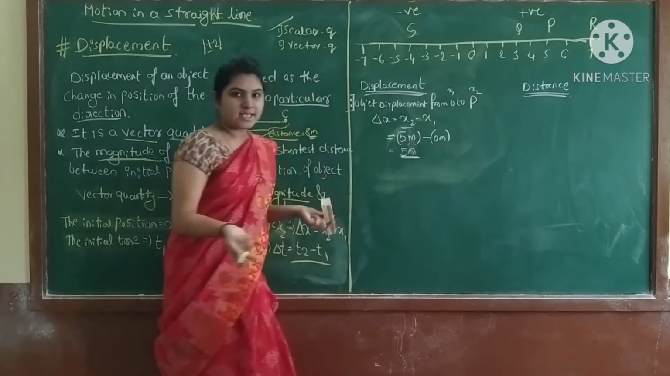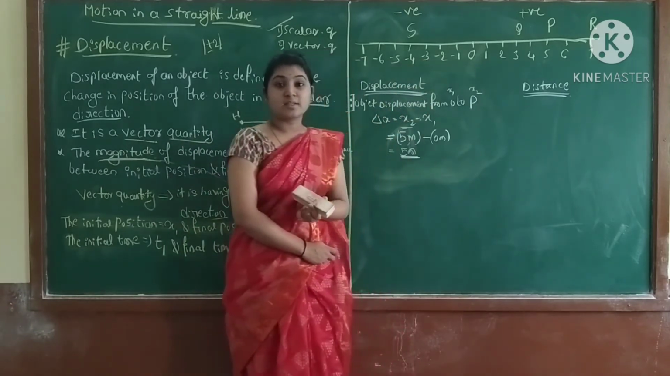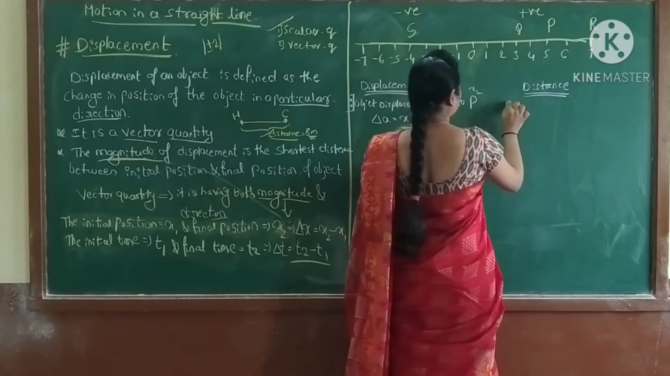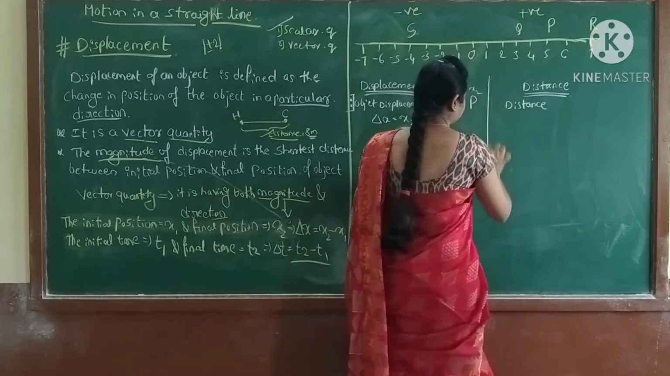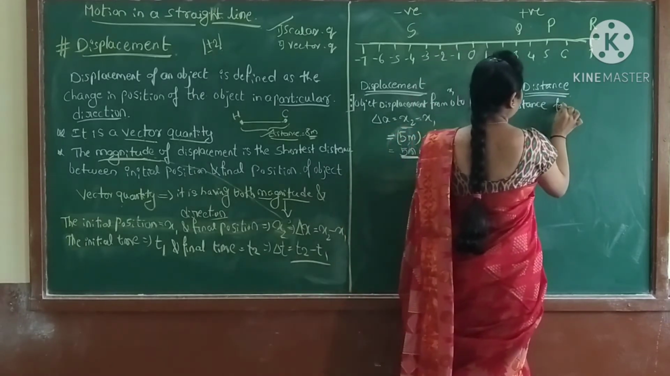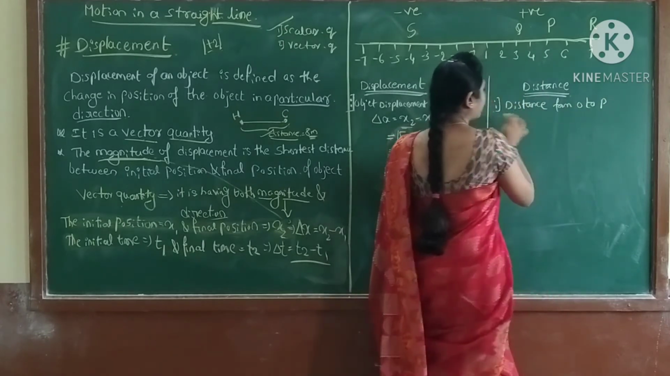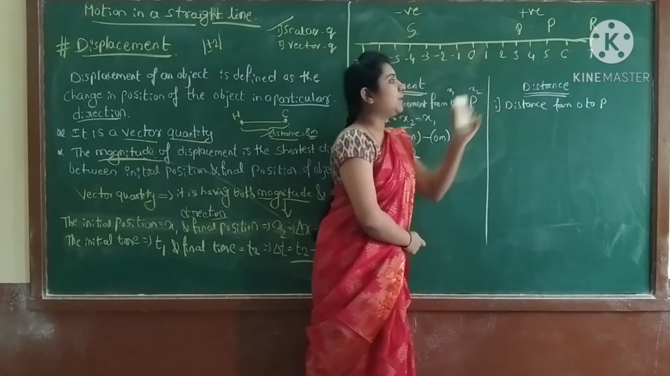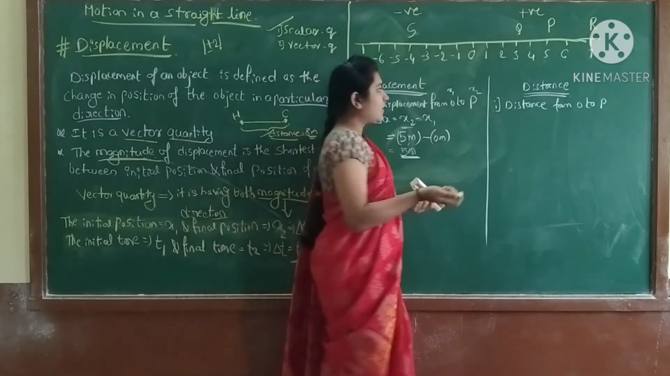Right? Same. So how do we calculate the distance? Distance, how do we calculate? This is also from O to P. So what do we calculate here? Of course, O to P. How much is O to P? Of course it is 5 meter.